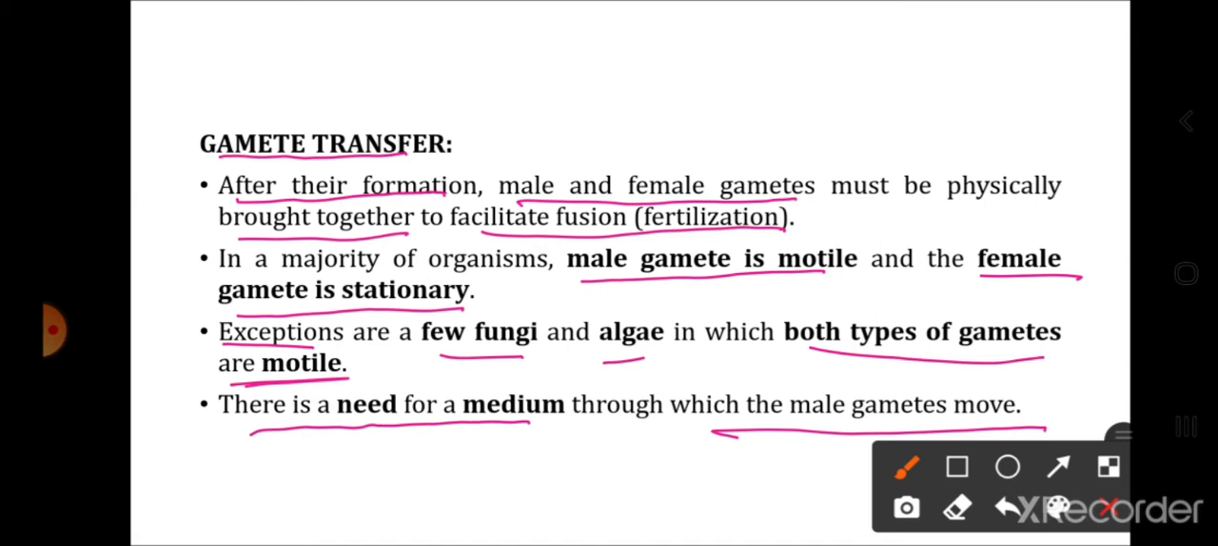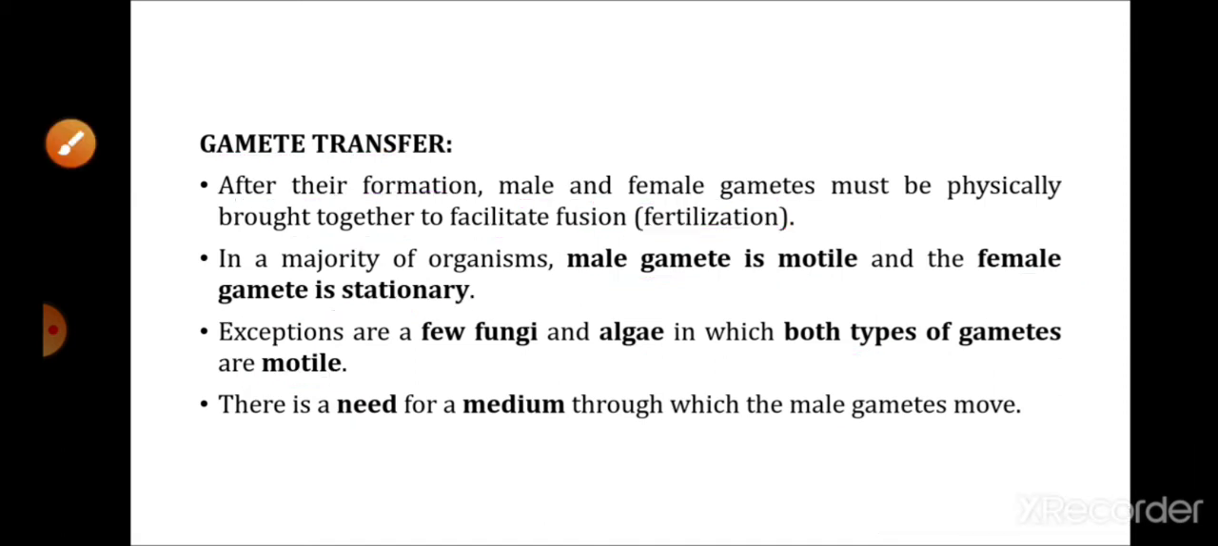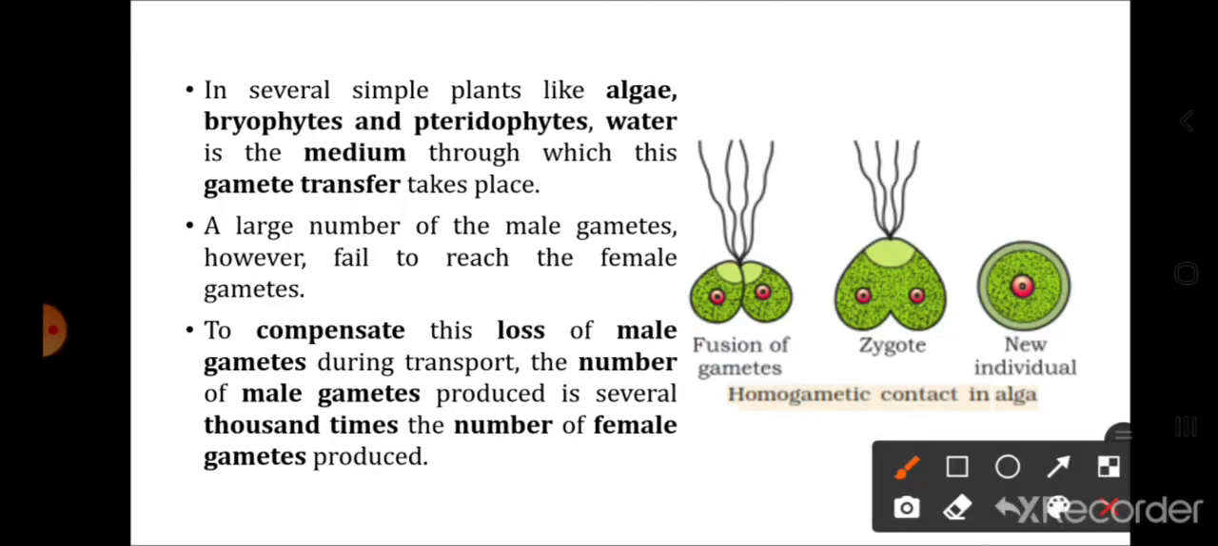So there is a need of a medium through which the male gametes must move. In several simple plants like algae, bryophytes, and pteridophytes, water is the medium for gamete transfer. So the main medium for the transfer of the gamete is water. Now, a large number of male gametes however fail to reach the female gametes.